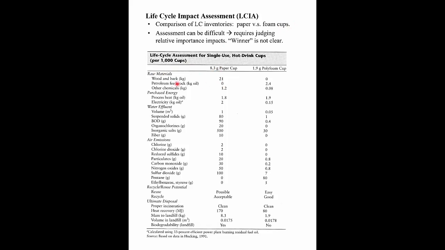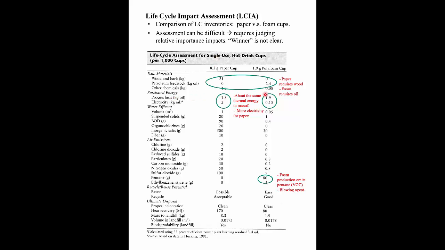So these are the impact categories for the life cycle assessment of a single-use hot drink cup. And the numbers in here are per 1,000 cups. Here we have the paper cup, and here we have the styrofoam cup, polyfoam cup. So just to show you how hard this is. Of course, the paper cup requires wood, 21 kilograms per 1,000 cups, whereas the styrofoam cup requires oil. Styrofoam is a hydrocarbon product. So in terms of inputs, it's hard to judge those two. They're different categories. Okay, in terms of the energy used, they both use about the same energy to manufacture, but the paper cup uses more electricity. And you know, if electricity is made with coal, it could have high impacts. So more energy is used to make the paper cup than the styrofoam cup in terms of electricity.